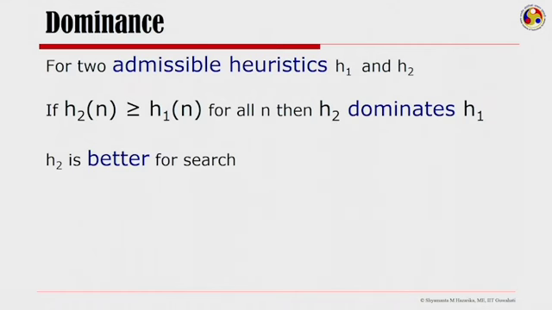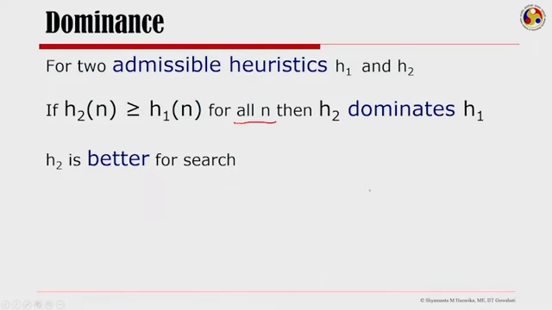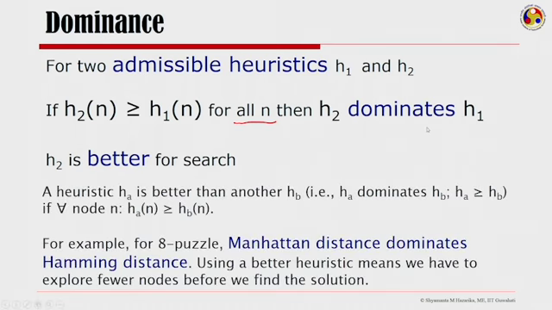Let us now understand what we mean by dominance of heuristics. Let us say we have two admissible heuristics, H sub 1 and H sub 2. If H sub 2 of n is more than or equal to H sub 1 of n for all nodes n, then H sub 2 dominates H sub 1. H sub 2 is better for such.